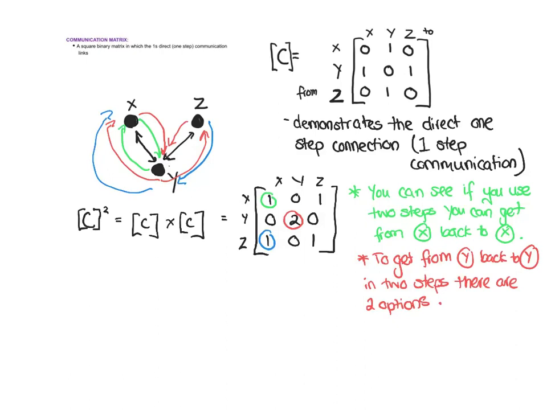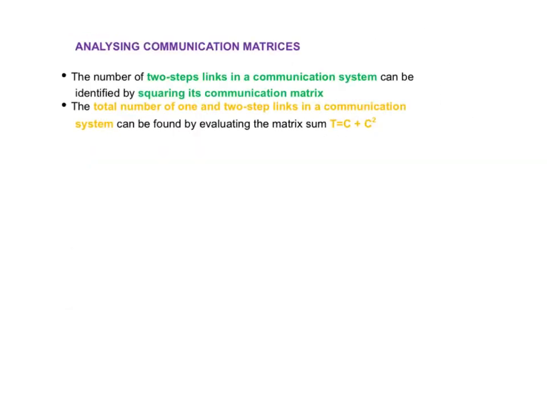Okay, so when you have C squared, this indicates all the two-step communication options, and when you just have the first one, the C up here, that just shows you the one step. So once again, you can find this using your calculator by squaring the first communication matrix. So using your calculator, just square your C matrix.